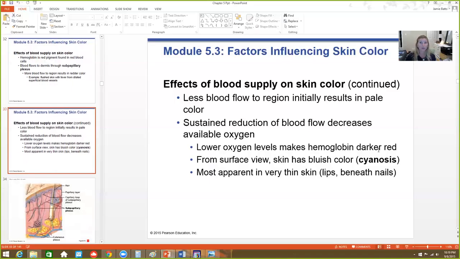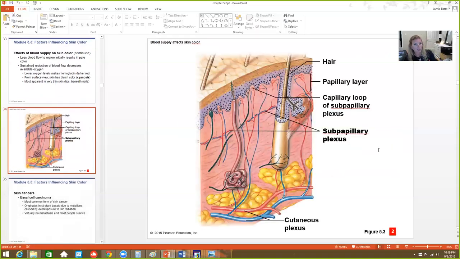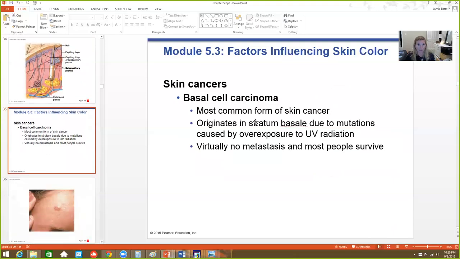This is usually evident in very thin skin, like around the lips or beneath the fingernails. Usually I'm thinking of like little kids when they get out of a pool and they're like, no, I'm not cold, but you can see their lips are blue. That's called cyanosis. Here you just see the effect of blood supply, and you can see that papillary plexus or subpapillary plexus here, just deep to the papillary layer. It's just a network of veins and arteries that are going to constrict and dilate to regulate blood flow to that area of the dermis.